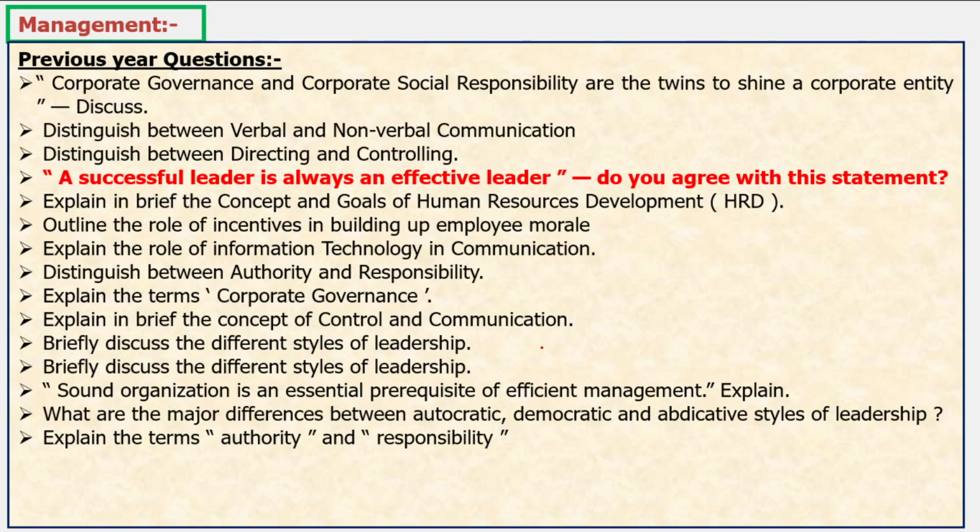Explain the terms authority and responsibility. If you see, these two questions came in 2 different years, but they were basically the same question.